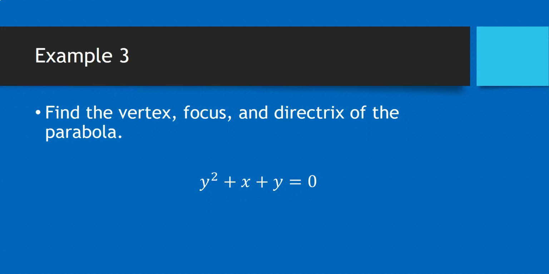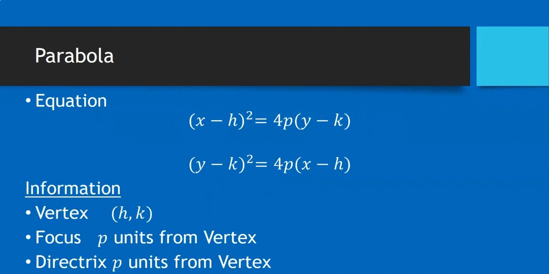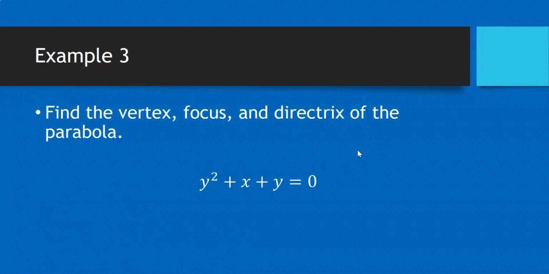Now, the first thing we should notice is that this is not in our standard form like we had with the circle, right? So we're either in this one or we're in this one, but we are not in standard form. So the easiest way to deal with equations that are not in standard form is to put them into standard form. And once they get put into standard form, the vertex, the focus, and the directrix will all fall out of here.